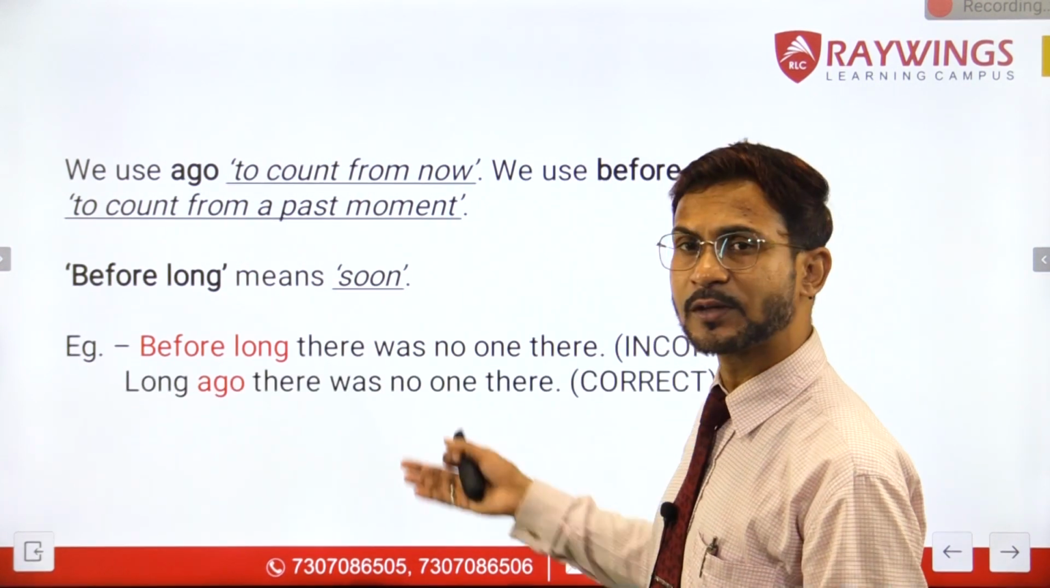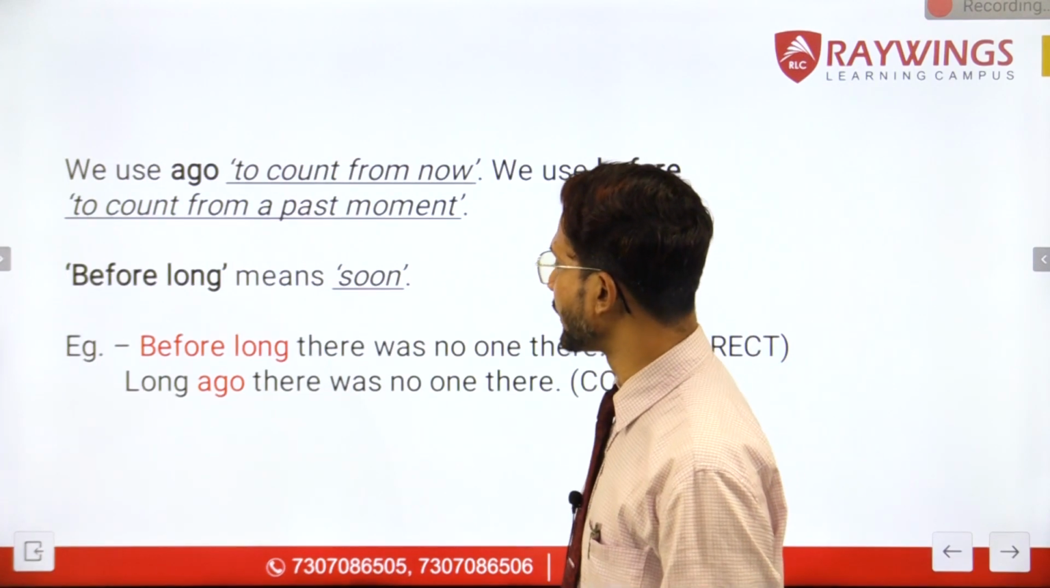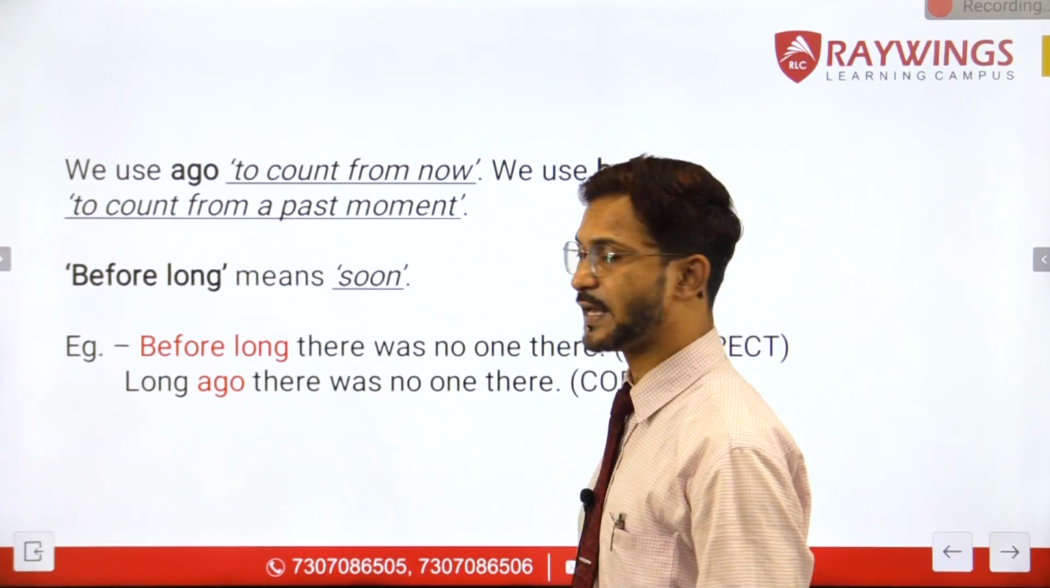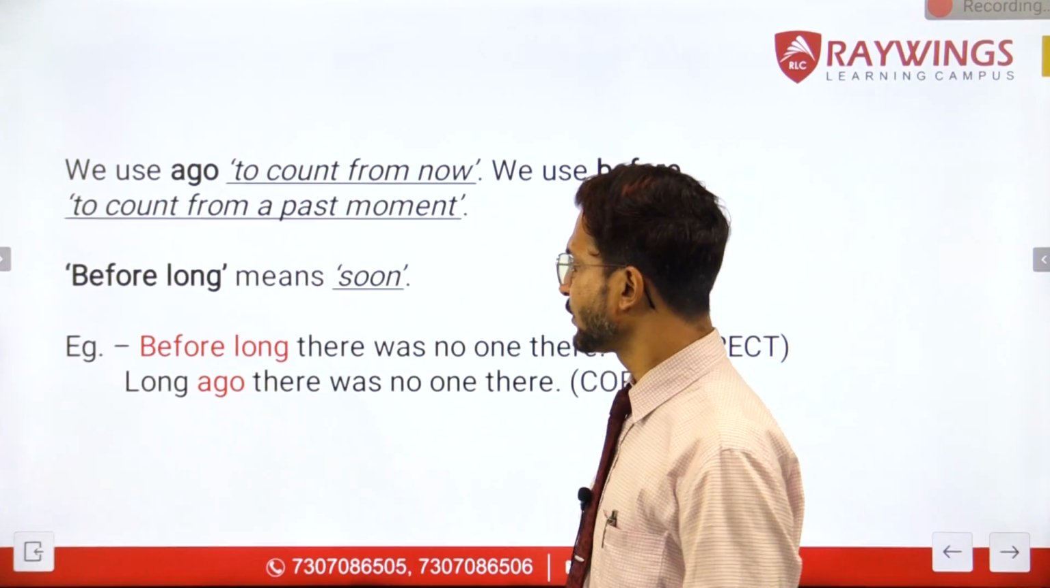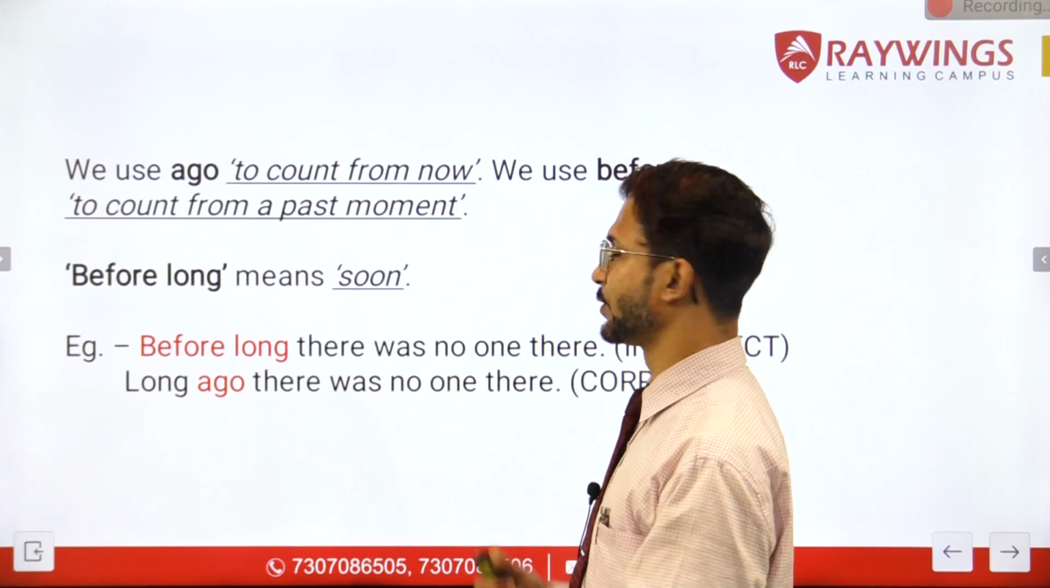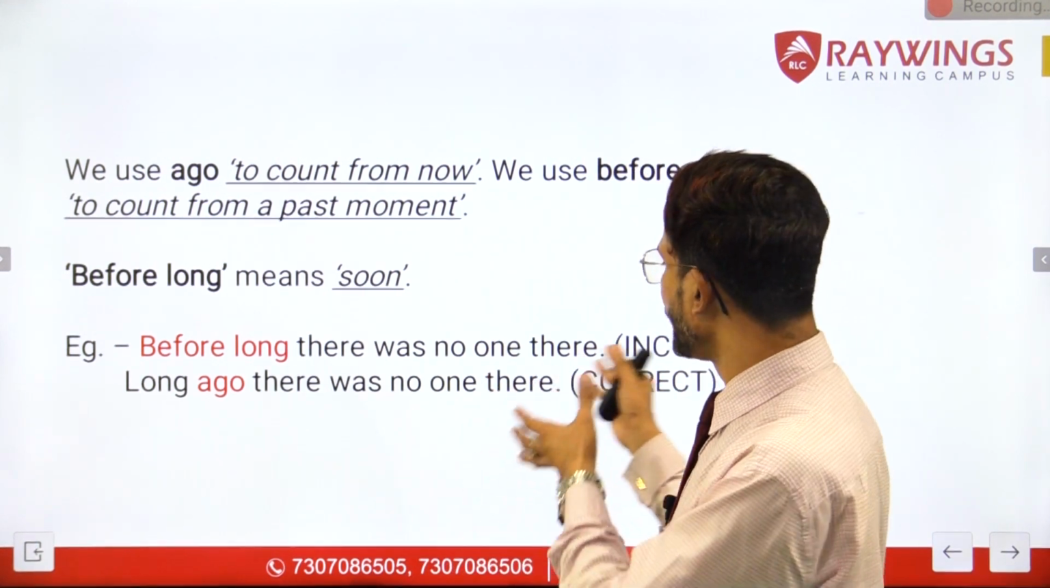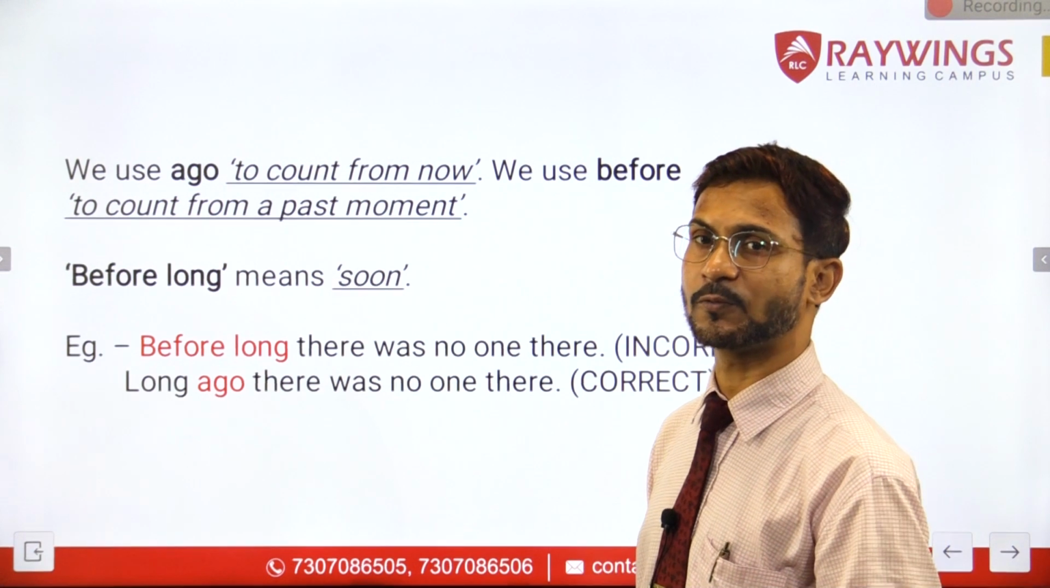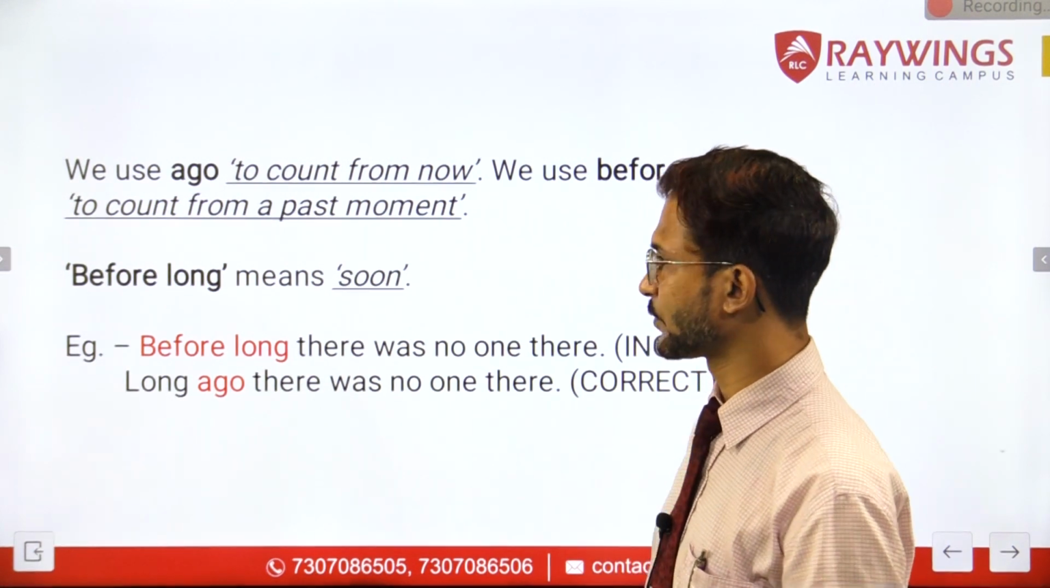What will be the correct form? The correct form would be long ago there was no one there, right? बहुत टाइम पहले वहां पर कोई नहीं था. Long ago there was no one there. This is the correct form of the sentence. Got it?